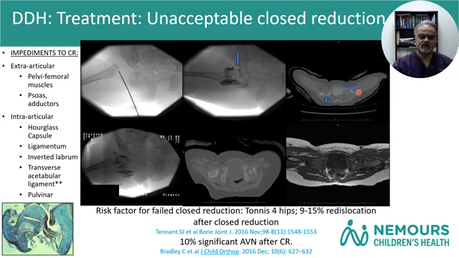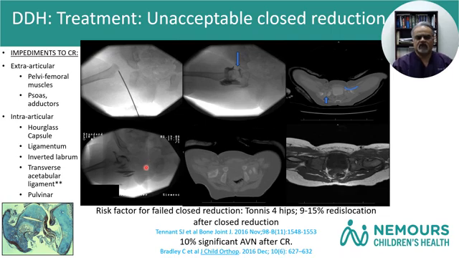On the other side, you can see a nice smooth arc in between the anterior femoral neck and the pubis, suggestive of an appropriately located hip. And this is similar to the Shenton's line that we see on plain films on the AP view. So we then ended up taking this child back to the operating room for another closed reduction, which was then successful. So what are the things that can be impediments to closed reduction?